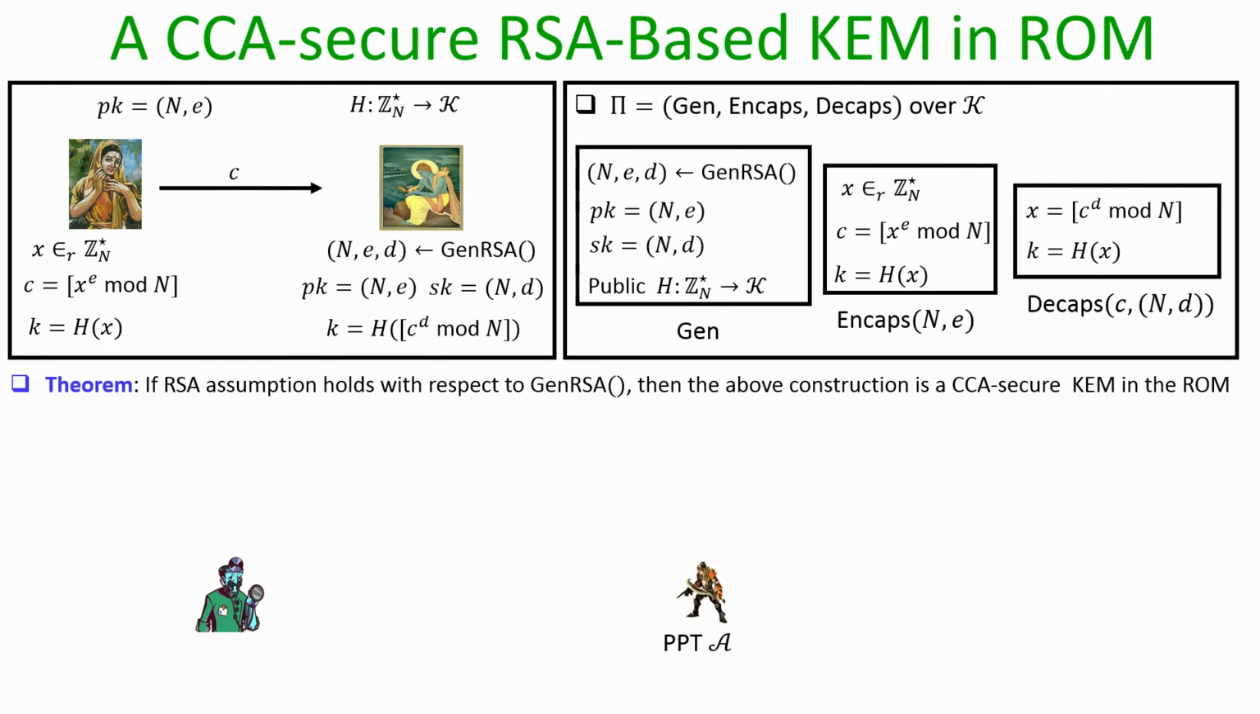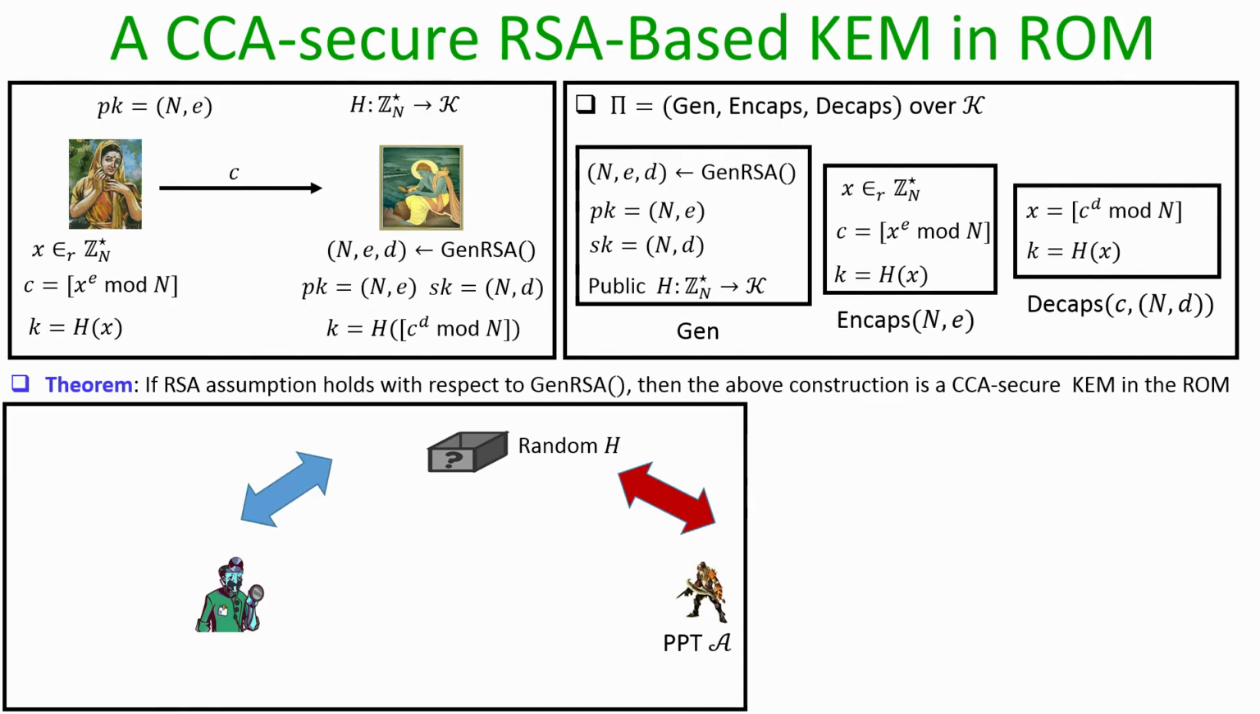Imagine we have an adversary participating in the CCA game against the key encapsulation mechanism. Since we are in the random oracle model, at the beginning of the experiment a random function h will be instantiated, and both the challenger and the adversary will have oracle access to this random function. The challenger will run the key generation algorithm, obtain the public key and the secret key, and then run the encapsulation algorithm to obtain a key and its encapsulation, computed as per the steps of the key encapsulation algorithm.